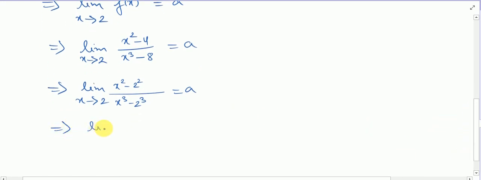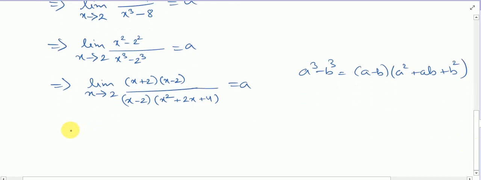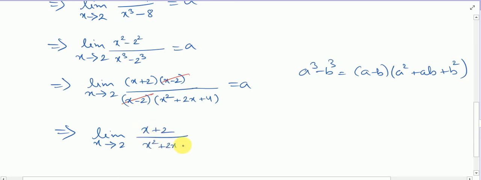And then you can write limit x tends to 2, (x plus 2)(x minus 2), and here you will get (x minus 2)(x square plus 2x plus 4) is equal to a. You should remember a cube minus b cube is equal to (a minus b) and in bracket a square plus ab plus b square. So you got limit x tends to 2, and here you can see that x minus 2 cancels, and you are left with x plus 2 upon x square plus 2x plus 4.